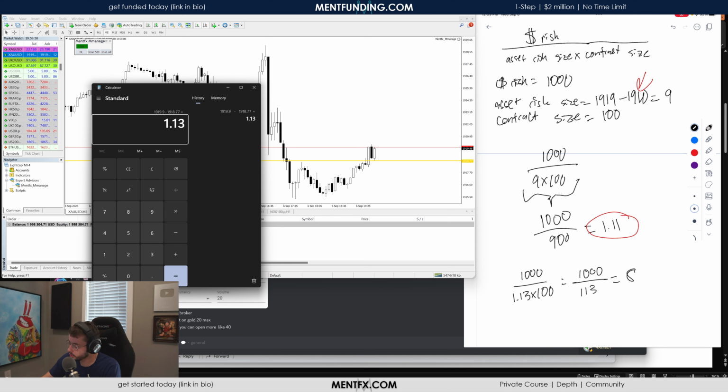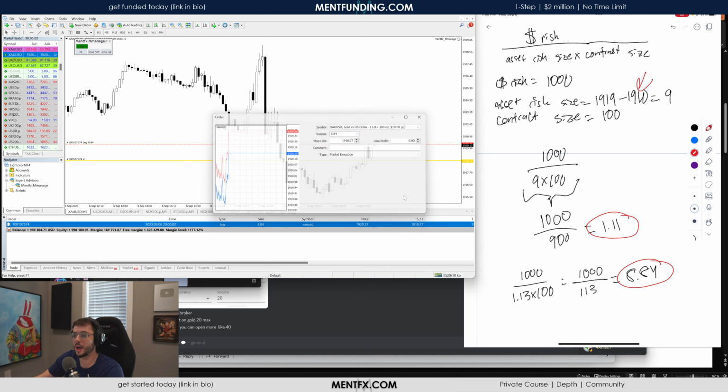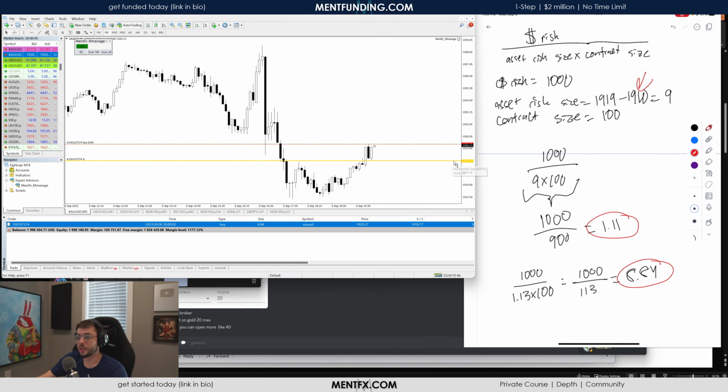That's 8.84. So if we enter 8.84 lots right now, so if we click new order, enter 8.84 lots, and our exit was at 1918.77, and we press buy, again, if we were to exit now at this level, you can't see it right now, there we go. If we were to exit here, if we go over it, take a look, it's about $1,000. Now, again, the calculation's a little bit off because we're rounding up and down, but that 8.8 lots gives us about a risk of $1,000.